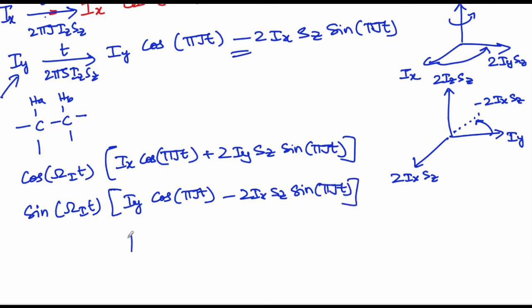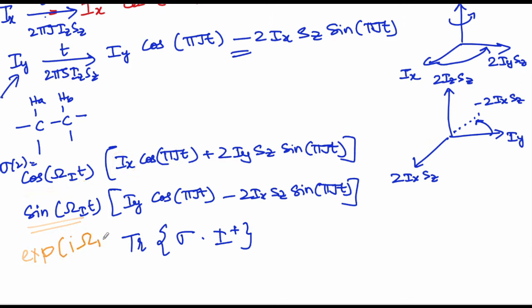If you carefully do the product of this density matrix at 2 with that of the I plus operator, you would realize that the terms like IZ, IXSZ, IY and IYSZ will not be observable anymore because the trace will be equal to 0. On the other hand, you will be able to see that this is what we end up observing, similar to the case that we had before, where Ix cos omega it plus Iy sin omega it gave you exp I omega it.